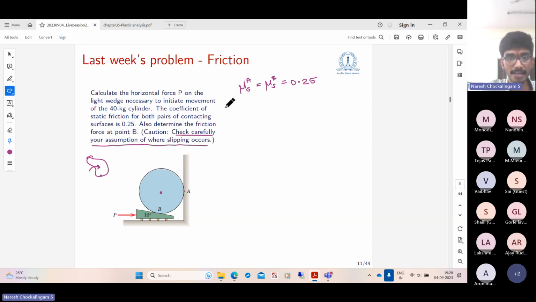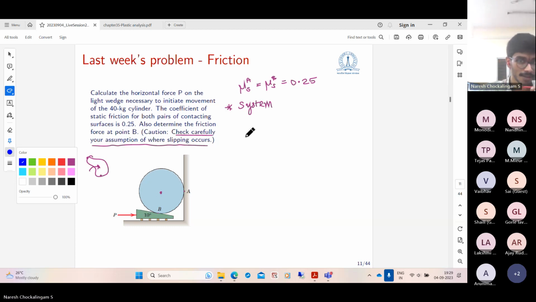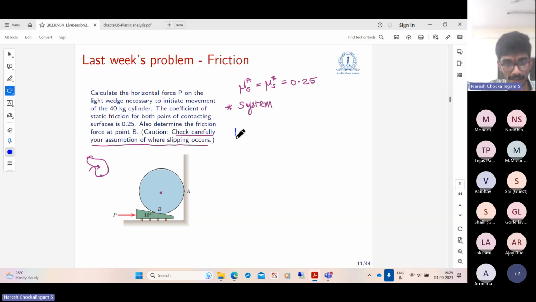As I said, the first step always is to identify the system. For problem solving in mechanics, the first step is to identify the system. What is our system? Our system is this cylinder plus the wedge. Now let us draw the free body diagram of the system. First, let us draw the free body diagram of the wedge.